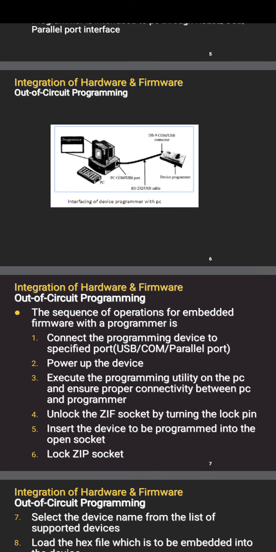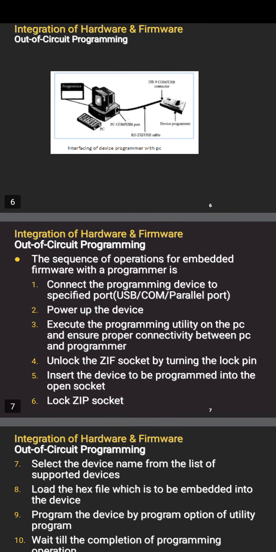So after powering up both the devices, that is the computer and the programming device, we need to check whether the LED is in on state for power indication. After that, execute the utility program in the computer and ensure proper connectivity between the PC and the programming device.